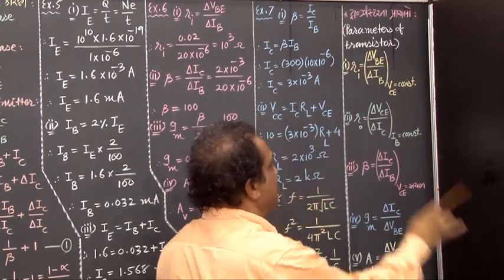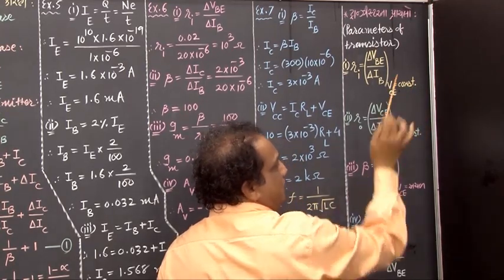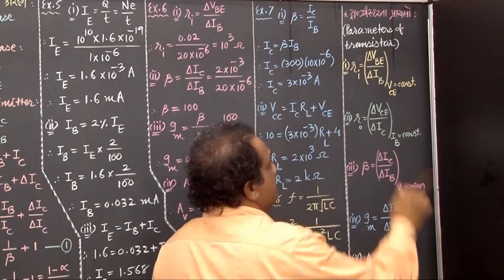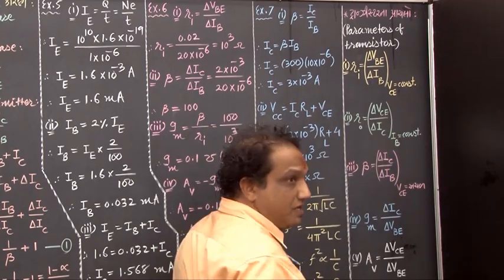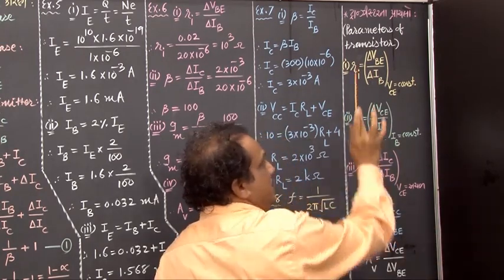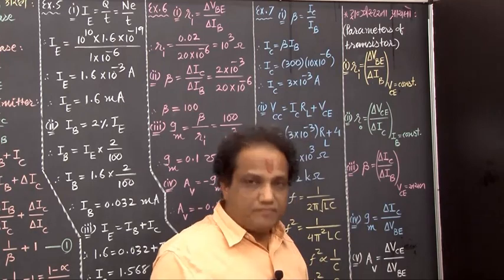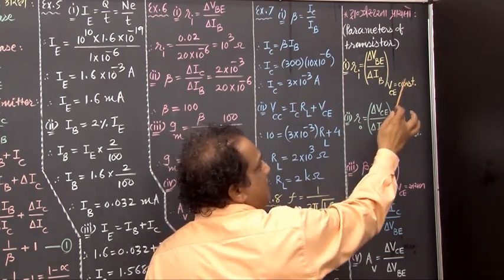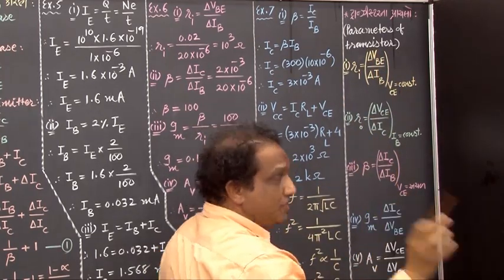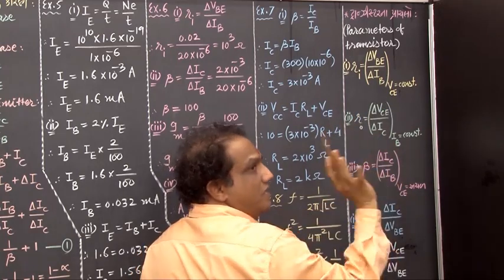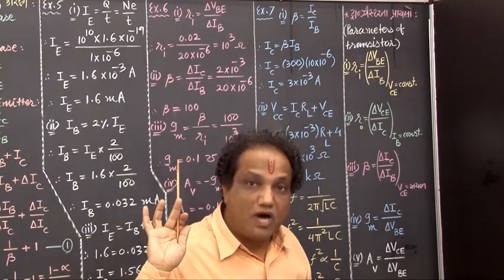Now tell me, how would you define input resistance? At a constant collector voltage, the ratio of change in base voltage to the corresponding change in base current is called input resistance of a given transistor, shown by symbol Ri. I repeat, at constant collector voltage, the ratio of change in base voltage to the corresponding change in base current is called input resistance of a given transistor, shown by symbol Ri.